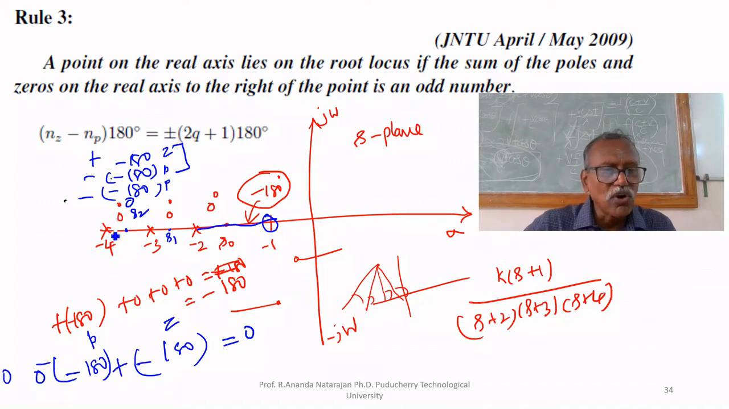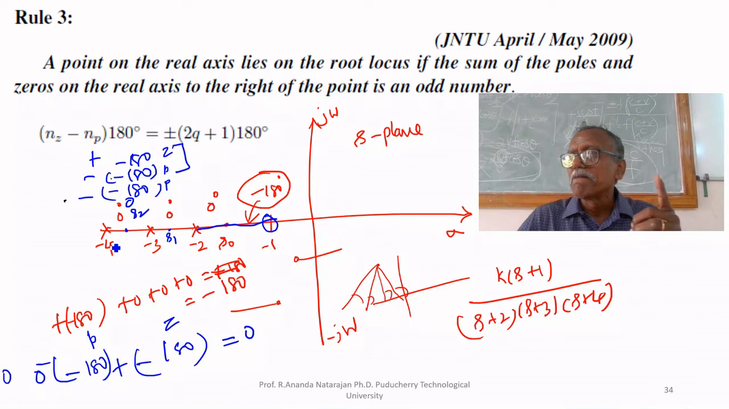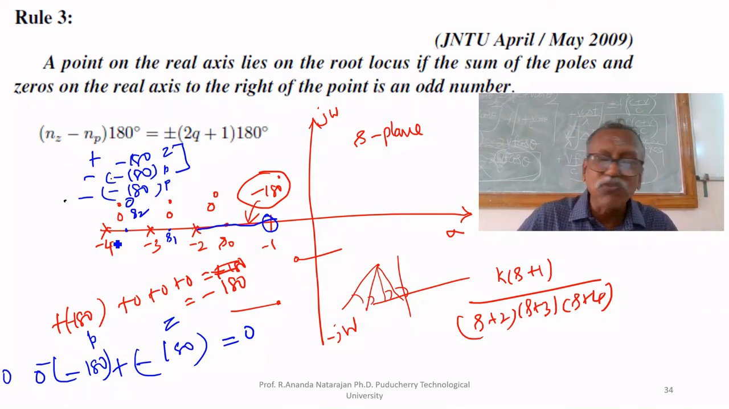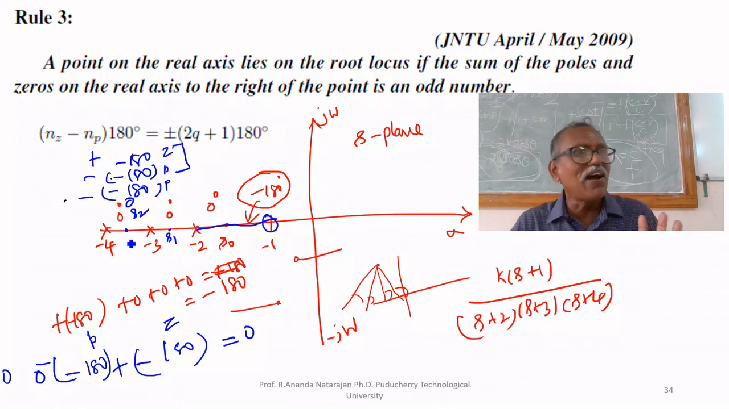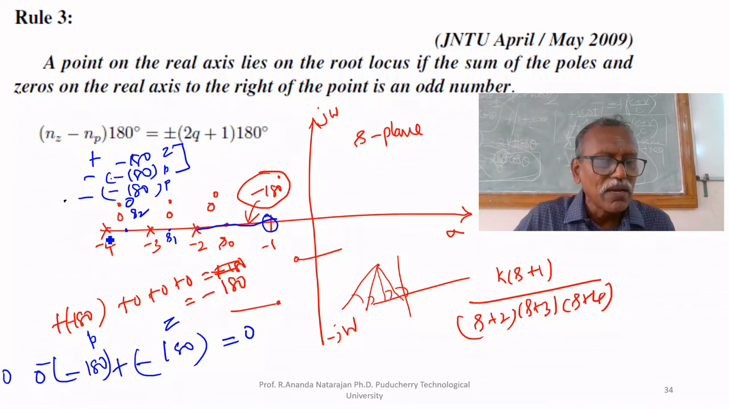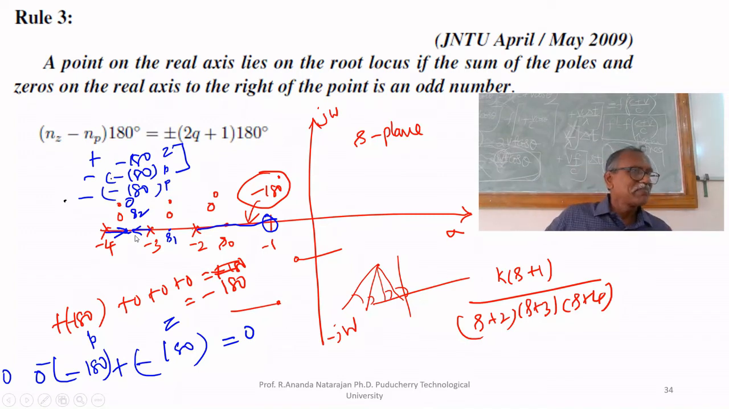Therefore, minus 4 is an open loop pole, and we said open loop poles are always starting points. Therefore, minus 4 is also a starting point. Minus 3 is also a starting point. Therefore, if minus 4 is a starting point and minus 3 is also a starting point, they will come and meet at one point.